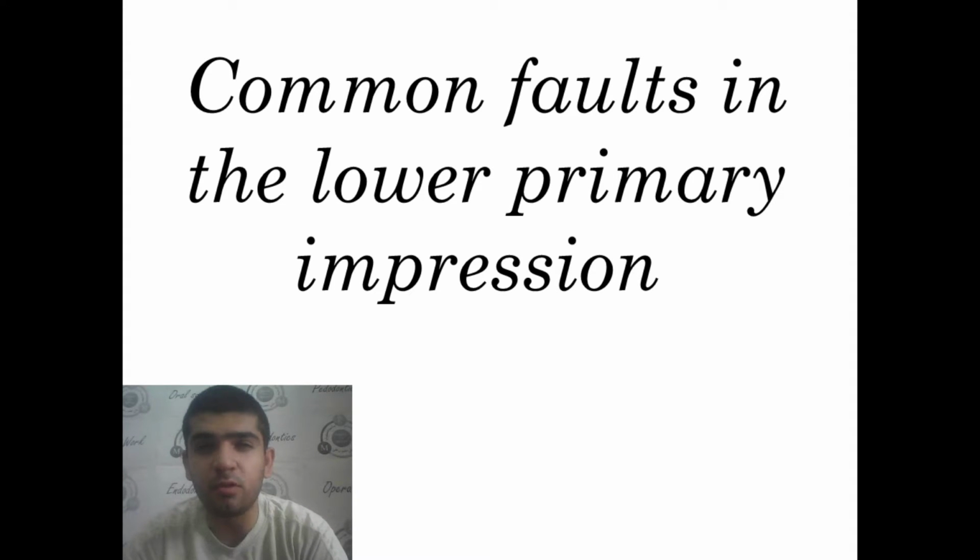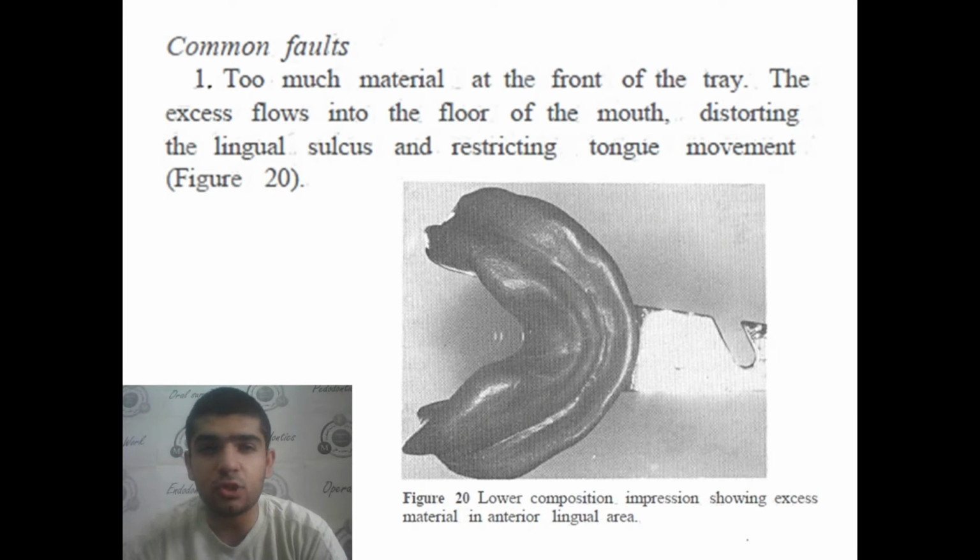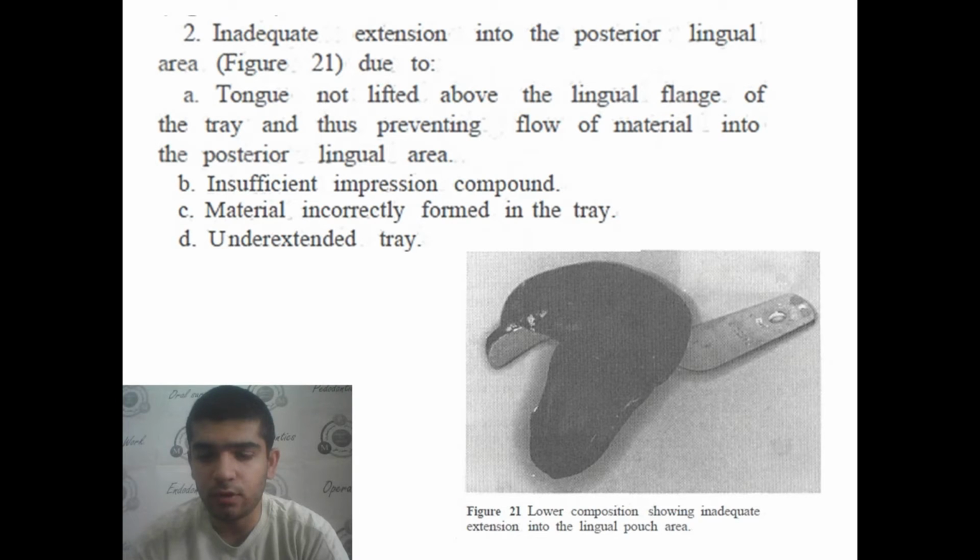So we will start with the common faults and errors in the lower primary impression. The first is too much material at the front of the tray. The excess flows into the floor of the mouth, distorting the lingual sulcus and restricting tongue movement, as you can see in the picture down below. The lower composition impression showing excess material in the anterior lingual area. It will cause two things: it will distort the lingual sulcus and restrict tongue movement. So never put too much material in the front of the tray.